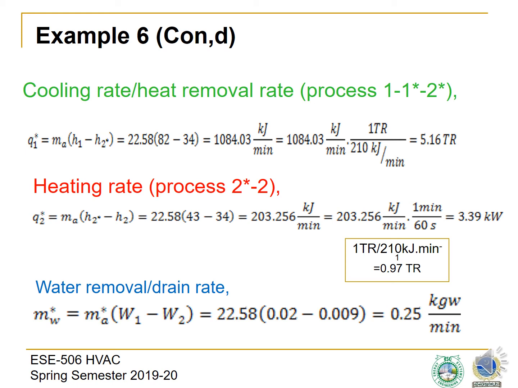Then water removal rate or the capacity of dehumidification. This formula is MW prime is equal to MA prime into change in humidity ratio, that is W1 minus W2. So by putting the value here, 22.58 into 0.02 minus 0.009, the answer comes to be 0.25 kg of water per minute. This is the moisture removal rate. So now we have designed all the required parameters with the help of psychrometric chart.